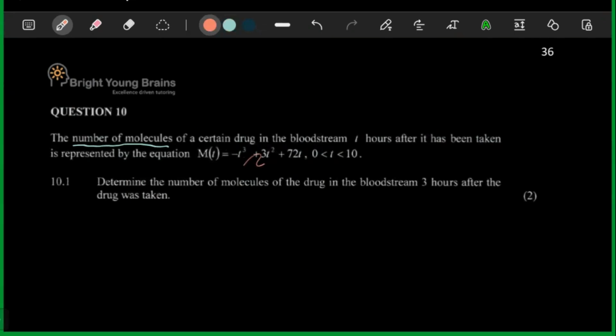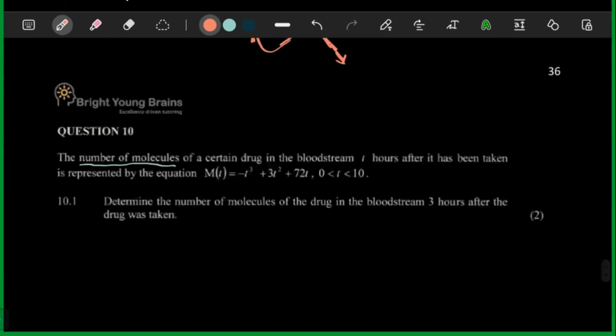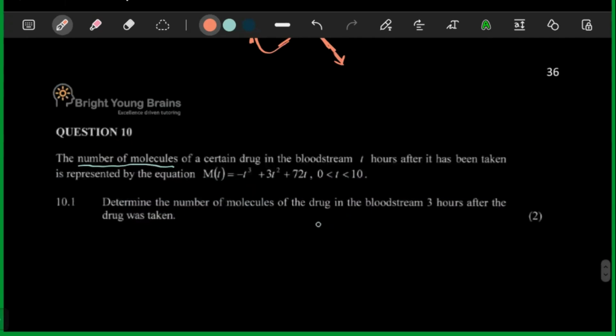Now you have to remember this represents a cubic graph. It literally represents a cubic graph. So logically speaking, we would be expecting a graph that looks something like this, in the sense that the molecules go down, up, and then eventually just go down. But then it says here, determine the number of molecules of the drug in the bloodstream 3 hours after the drug was taken.